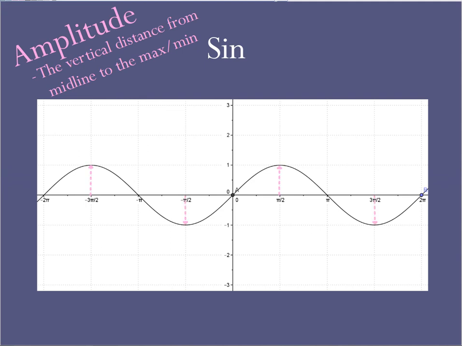So our amplitude, if I look at the distance from, remember this x-axis was our midline in this example. I go up 1 to get to a maximum, and I go down 1 to get to a minimum every single time from my midline. So in this case, my amplitude is 1.